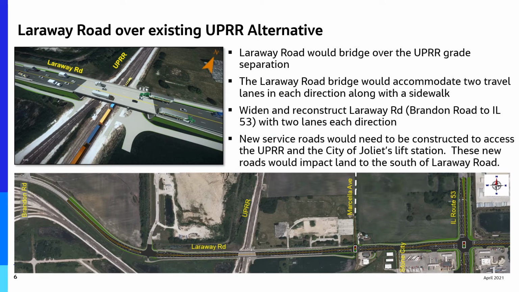For the Laraway Road over existing Union Pacific Railroad alternative, Laraway would bridge over 3 railroad tracks as well as north-south maintenance roads that run parallel to the tracks. New service roads would need to be constructed to access the railroad and the City of Joliet's lift station. These new roads would impact land to the south of Laraway Road.